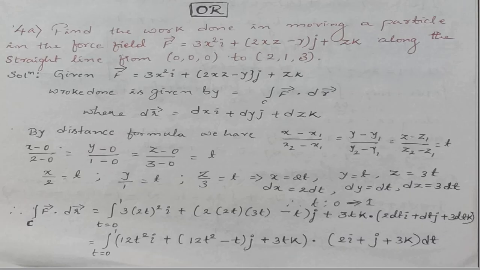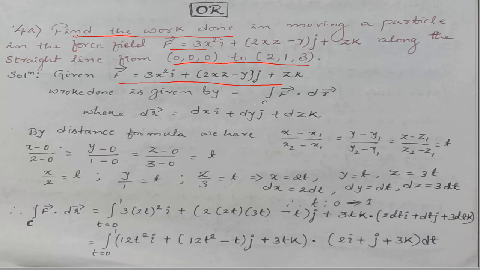So moving on to the choice question, question number 4a: find the work done. This set of questions is full of vector integration. Previously we solved all the vector differentiation part. Here, find the work done in moving a particle in the force field vector f along the straight line, given by these two points. So consider the given vector f.